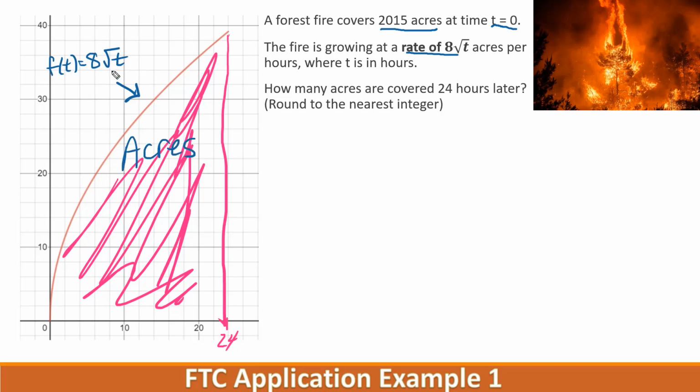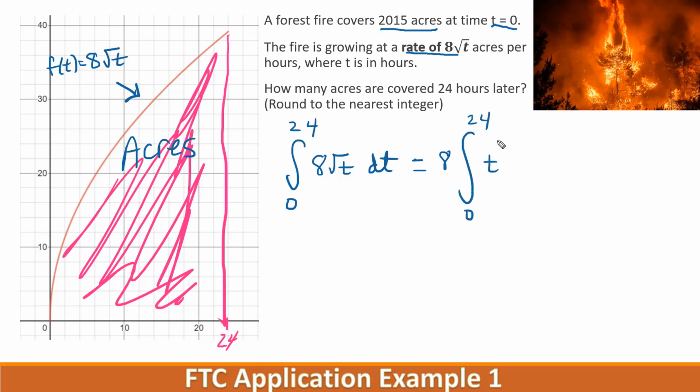Okay, so remember that the actual rate is in acres per hour, but what I'm looking for is the actual acres. So I know that I want to find from 0 to 24, because it says 24 hours later, based off of this rate in terms of my variable t. Okay, so this is what I'm trying to solve. What I probably would do is pull the 8 out front. And then I know I'm going to need to use the power rule, so I'm going to make the square root the 1/2 power.